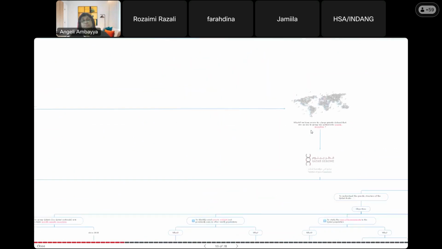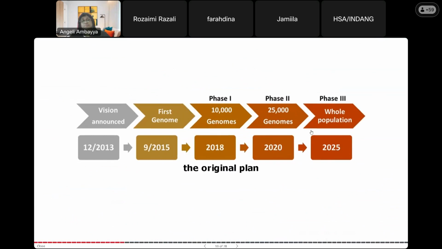The aim of Qatar Genome Project is that by 2030, they aim to sequence all 300,000 Qatari nationals, right? So there is currently 2.5 million population in Qatar. 300,000 of them are locals, meaning Qatari Arabs. So their aim is to sequence all 300,000 Qatari Arabs by 2030.